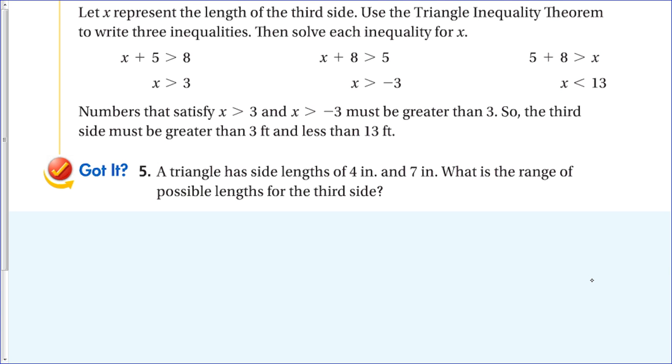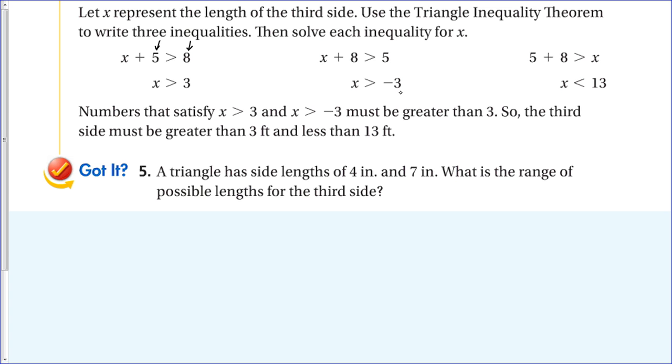So now the last thing we're going to go over is along the same lines of what we're doing. It says let x represent the length of the third side. Use the triangle inequality theorem to write 3 inequalities, then solve each inequality for x. What does that mean? That means we're given 2 sticks and we have to find possible lengths for the third stick. So we know one of them is 5, one of them is 8. So we have to set up 3 inequalities to find the possible lengths for the third side.